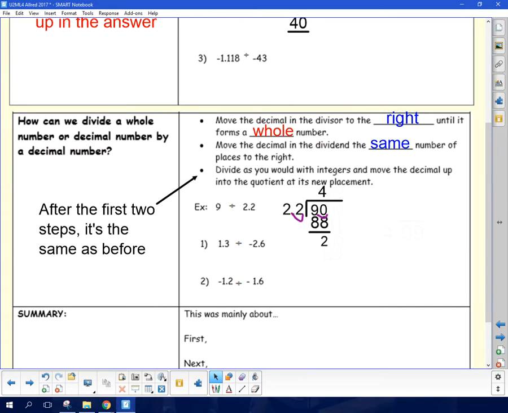22 does not go into 2. In fact, it doesn't even go into 20, but it goes into 200 9 times. So you have to skip a place there in your quotient, because since it didn't go into 20, put a 0 up there. It goes into 200 9 times. 9 times 22 is 198. When you subtract it, you get 2, which is the same thing you got before.